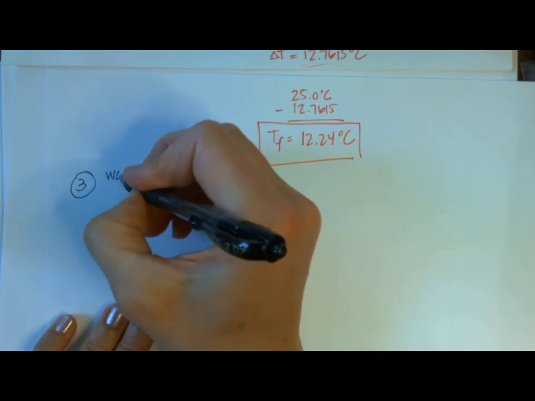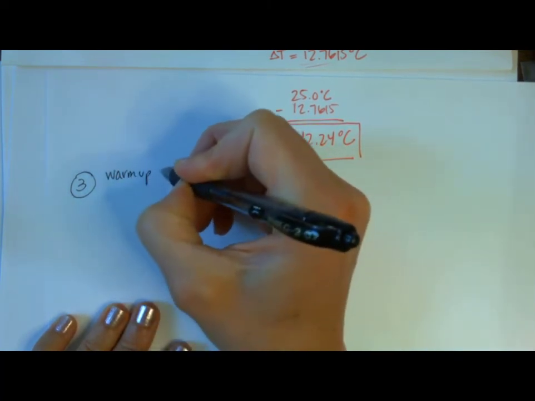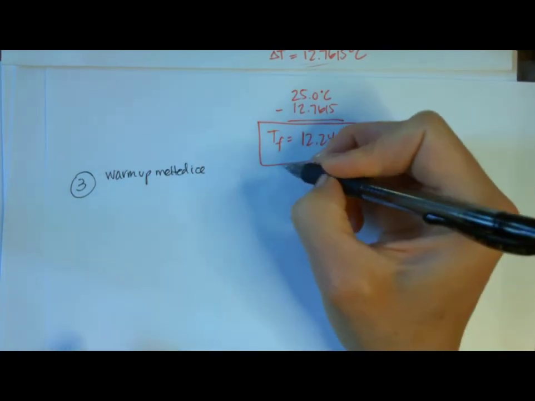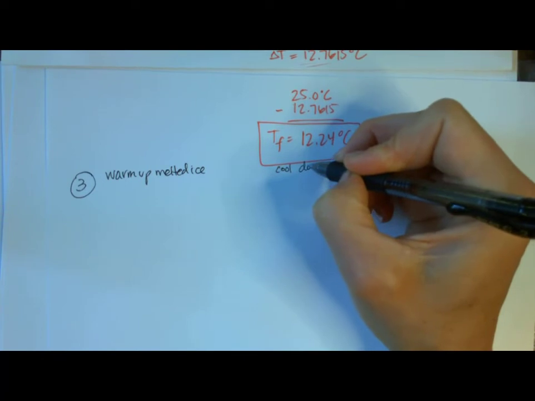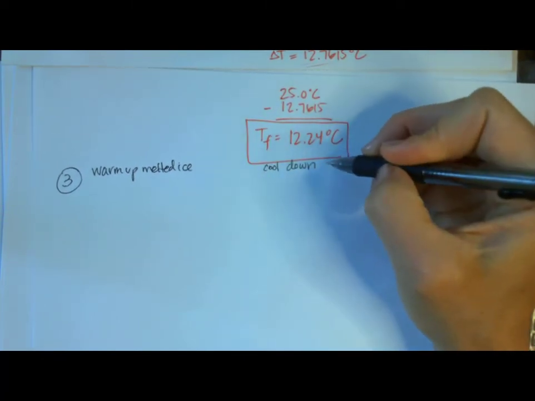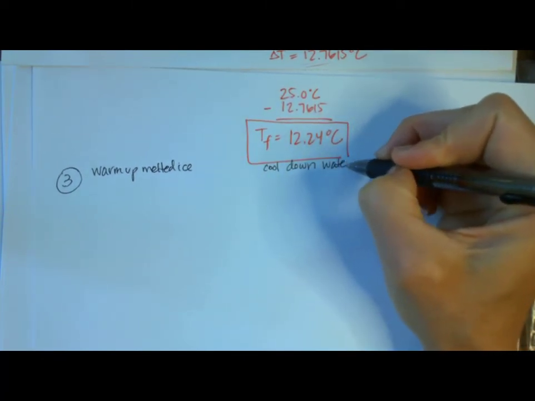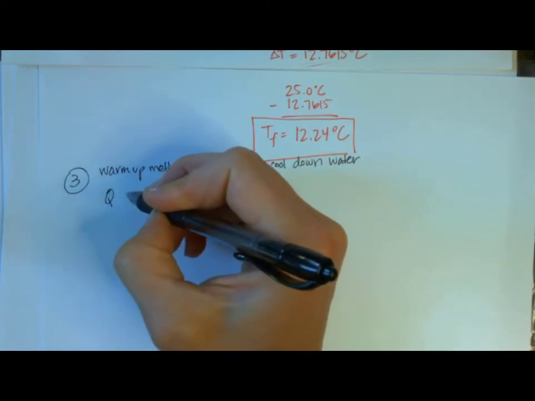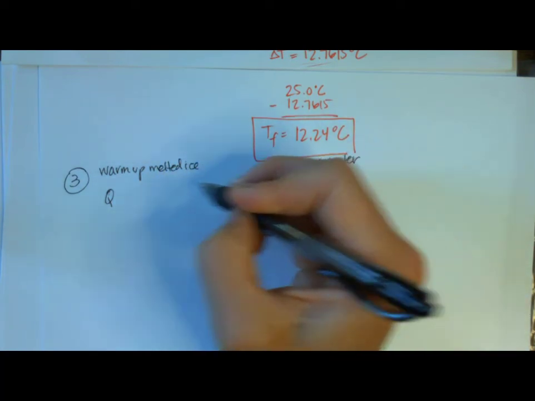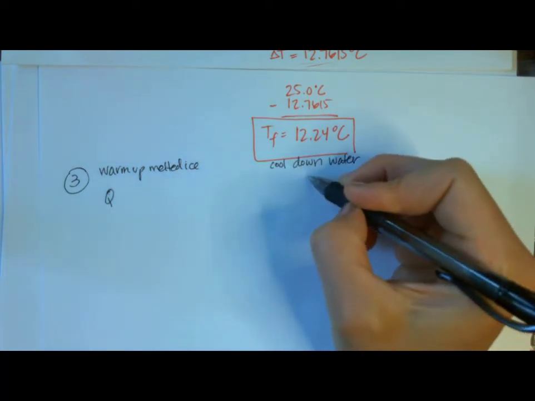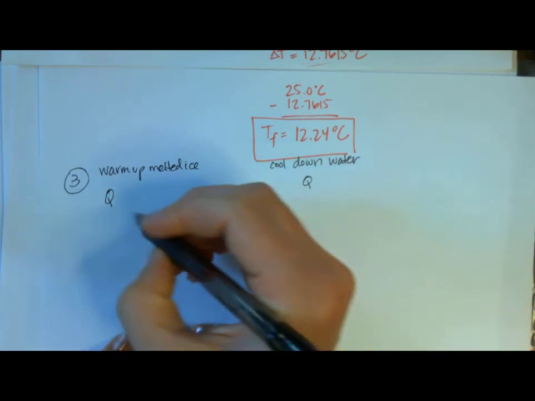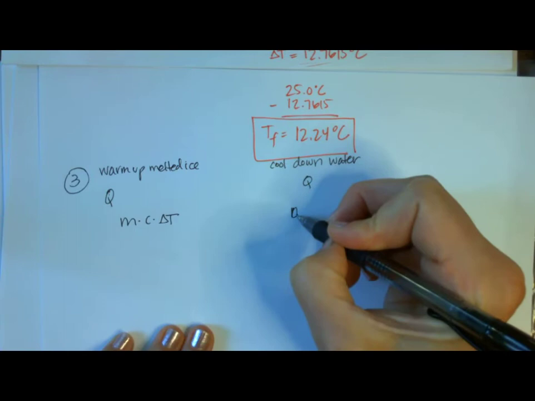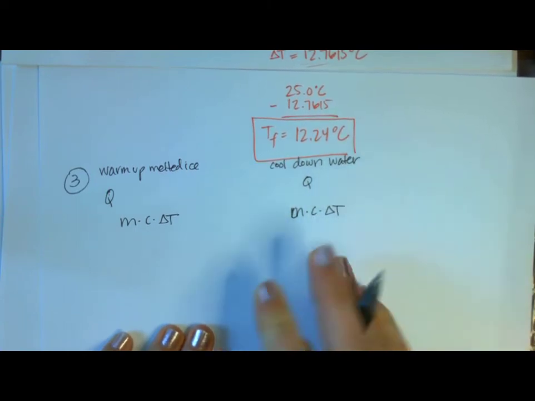What's going to happen? Warm up the, we'll say, melted ice. And we also need to cool down, we'll say, the water even more. So we're going to do our Q and R. We've got 2 Q's here. So we've got an M times C times delta T here, and an M times C times delta T here.